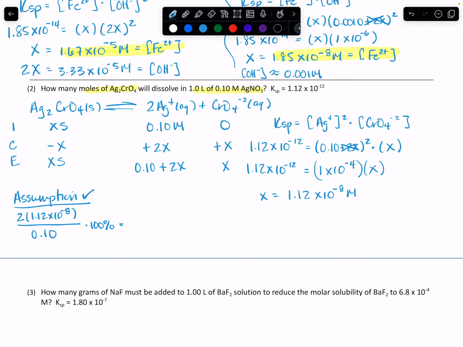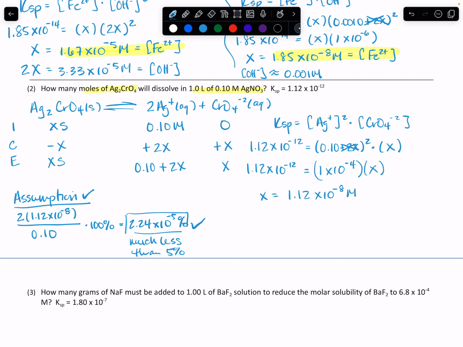It's a very, very small number. Hold on, my calculator. Negative 8 divided by 0.1 times 100. Okay. So it's 2.24 times 10 to the negative fifth percent. Which is much less than 5%. So we are okay. Now let's go back over here.